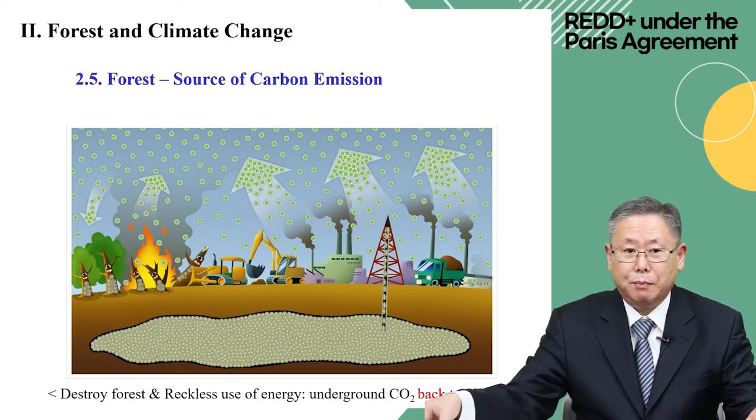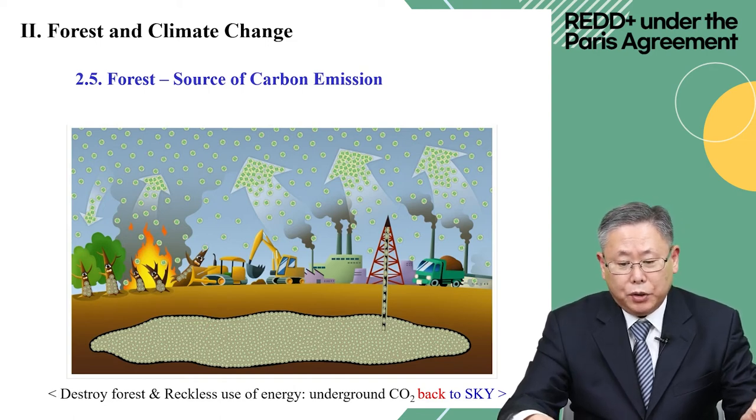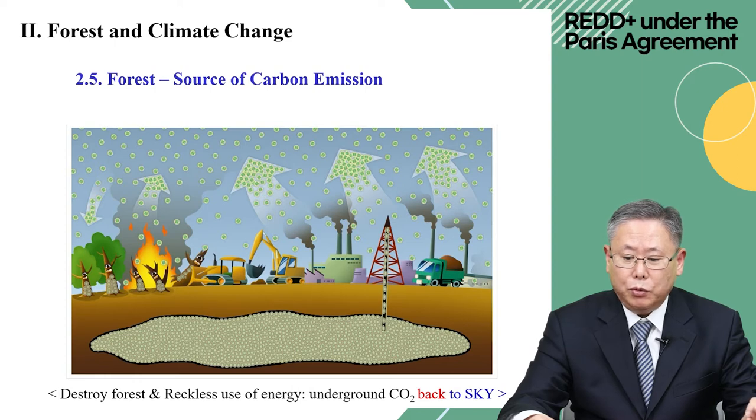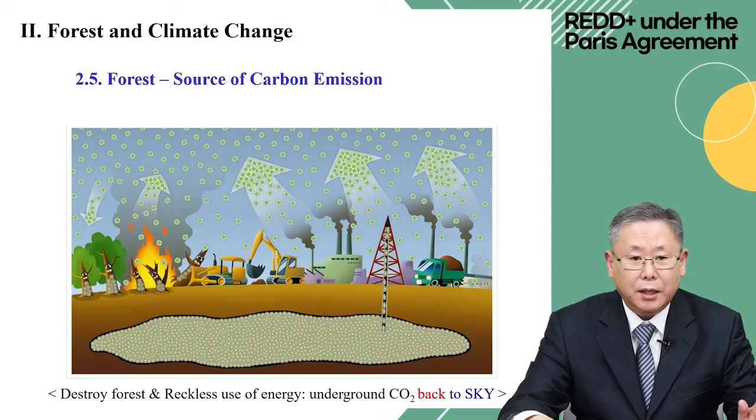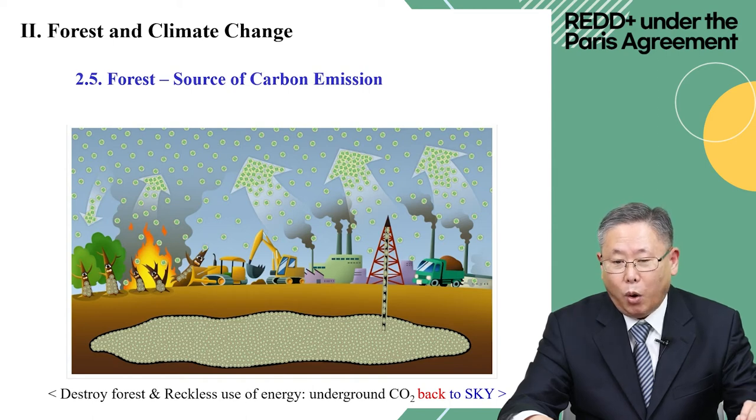How did this happen? The carbon dioxide stored in trees and wood is consumed by human beings as an energy source for heating and cooking and power generation. Remember the 18th century's industrialization. We developed the steam engine, and we now use coal and oil.